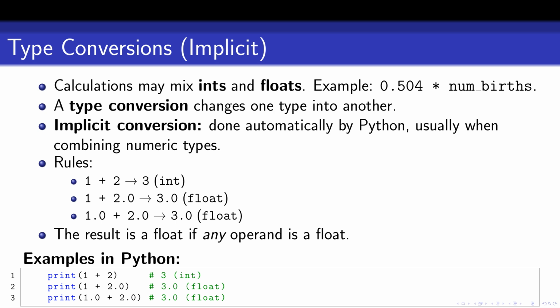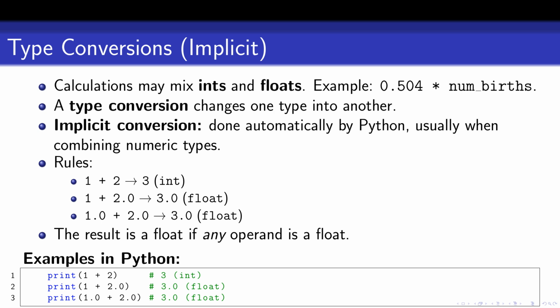Type conversions occur when data is shifted from one type to another, often between integers and floats. This happens frequently in calculations. For example, if you compute 0.504 times a number of births, Python will combine an integer and a floating point value. Implicit conversions happen automatically when different numeric types are mixed.